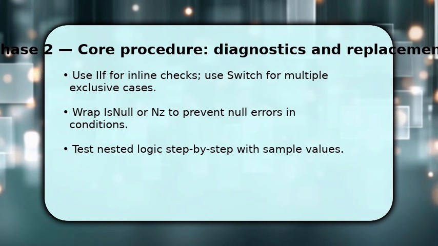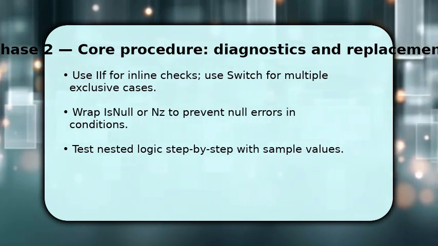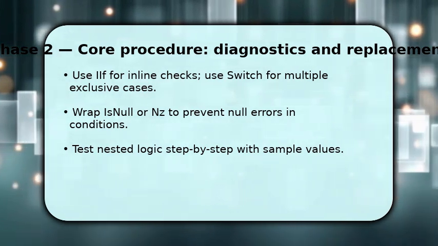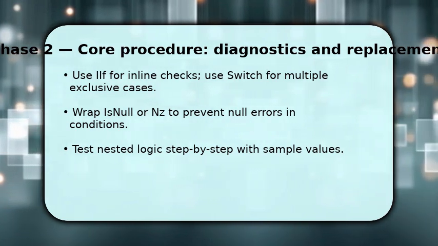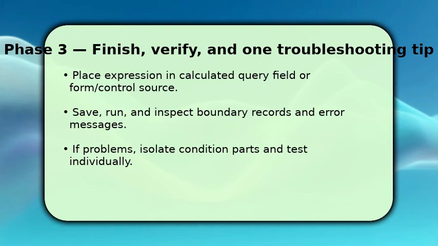Make sure to protect against nulls with IsNull or NZ around fields. This prevents runtime errors. Once the expression runs, validate edge cases like blanks and zeros, and refactor long chains into a VBA function. Finally, implement your tested expression into the query, form control source, or a report calculated field.